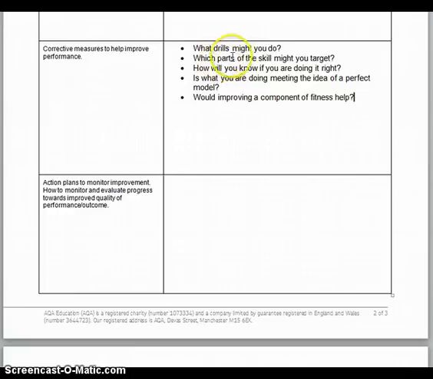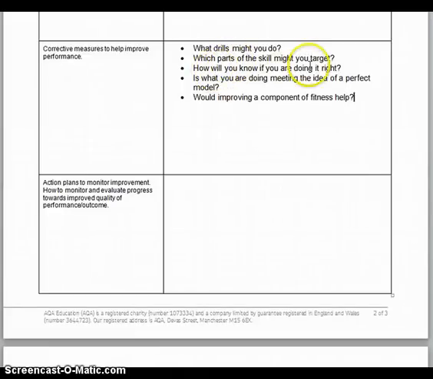What drills might you do? Which part of the skill might you target? Are you going to be more specific? Again, using the rugby example, are you going to tackle lower, higher, around the smother tackle around the upper body, or lower down if you need to get them down quicker?